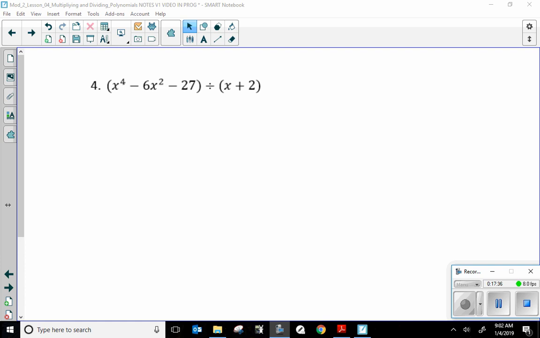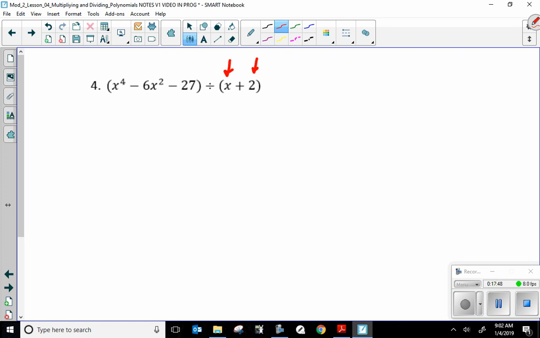All right, as I look at number 4, I see x to the 4th minus 6x squared minus 27 divided by x plus 2. Here's 1x, and here's some number. Synthetic division, yay! Set that equal to 0, t-bone, x would equal negative 2. Negative 2 is the number I'm putting in my backward L.